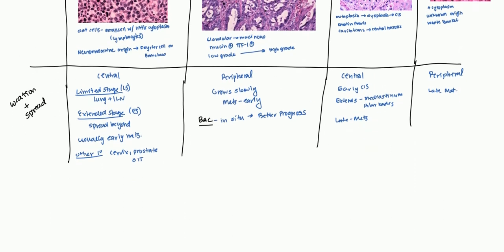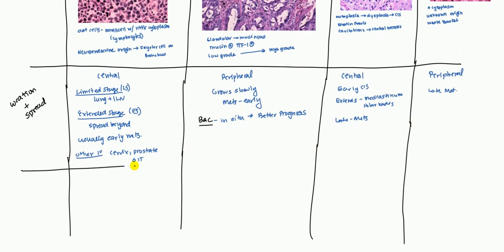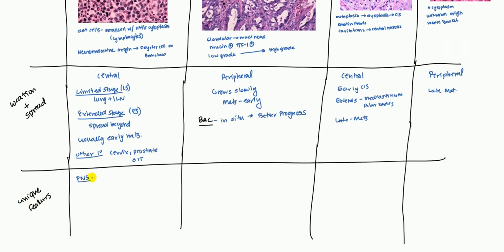Okay, so now that we've talked about that, let's go through each one and talk about some unique clinical features. With small cell lung cancer, the unique feature is that it has a lot of paraneoplastic syndromes. This is because, again, we talked about how it has a neuroendocrine origin. So it can release ACTH, cause SIADH, syndrome of inappropriate ADH, release cortisol, and it can also cause Lambert-Eaton myasthenic syndrome, which is associated with an autoimmune condition.